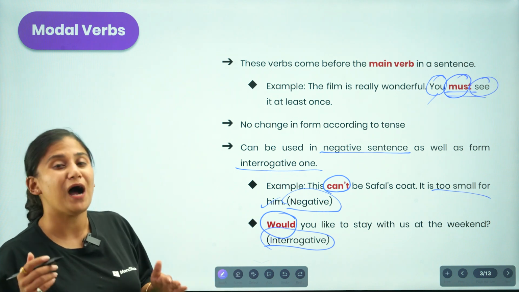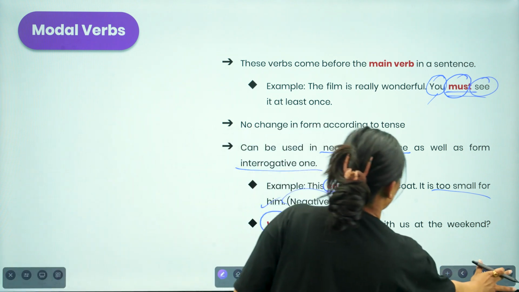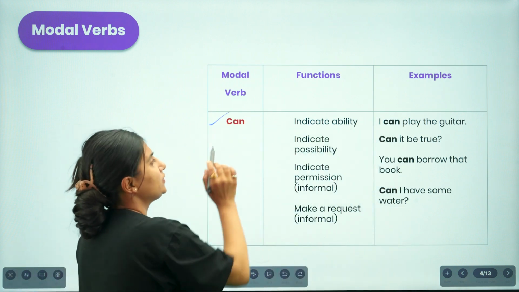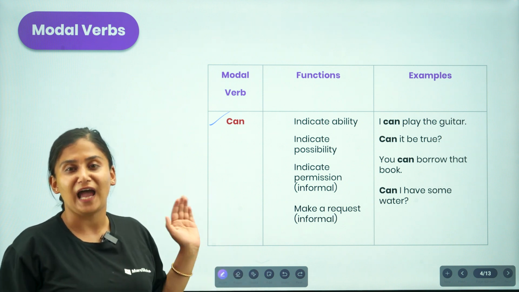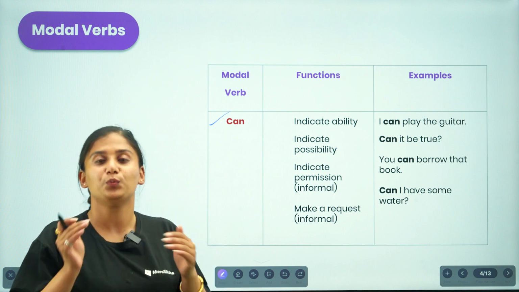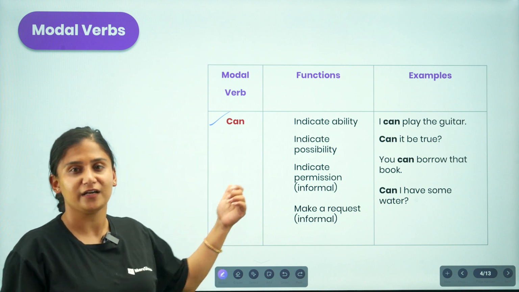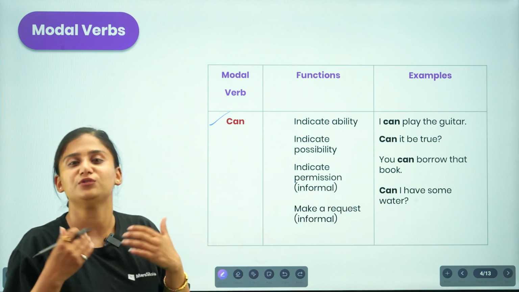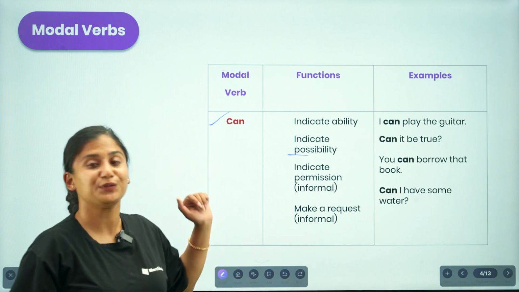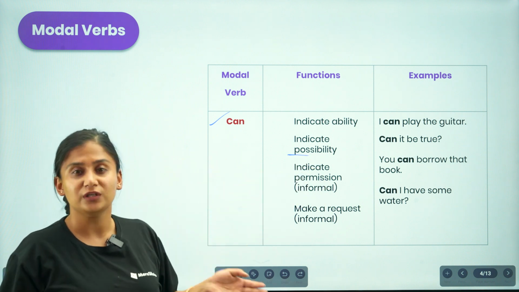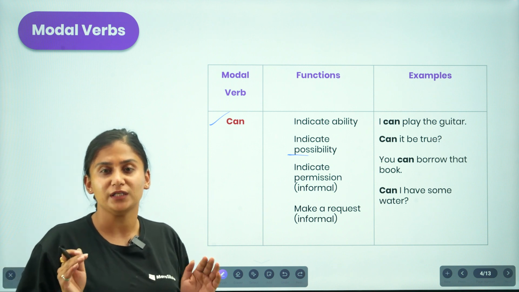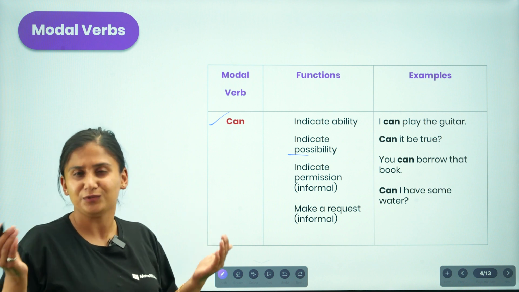Now let us know about the functions of these modal verbs. Let us begin with the first one, that is can. What is the function of can? We use can in order to indicate the ability. To talk about the capability of a subject, we use can. For example, if I say I can play guitar, I am saying I am able to play guitar. Similarly, to talk about possibility as well, we use can. For example, can it be true? Imagine that your friend said something to you and you are not much sure about it. So you are questioning, can it be true or not?